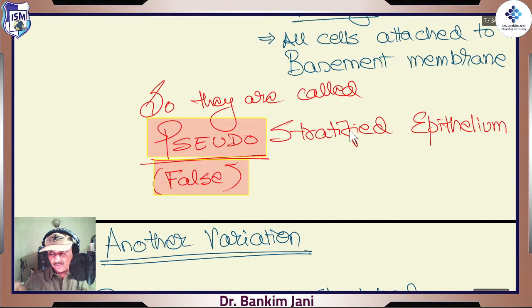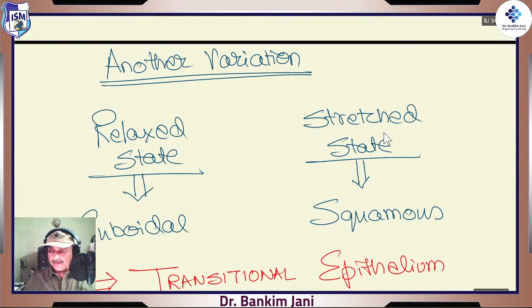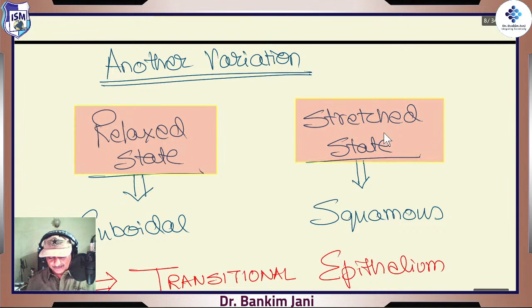Okay. There is one more variation. Right? See, how interesting variations there are. This variation is still more interesting. This is where, when I am relaxed, those cells will look like cuboidal. But when this organ would stretch, their shape will be like squamous. You will say, what's this? Is it cuboidal or squamous? And yes, actually it would occur like this.